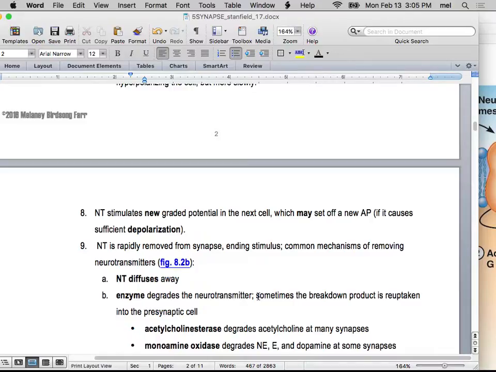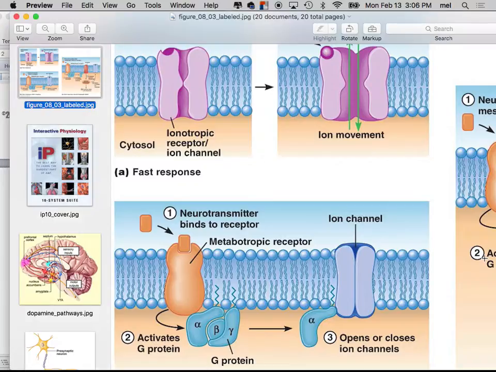Yes. Okay, so let's go back to the ionotropic receptors and just assume that that's what we're talking about. So now the neurotransmitter stimulates a new graded potential in the next cell. Let's assume it's a depolarizing graded potential, yes? And it can set off an action potential if it depolarizes the axon hillock to threshold. Yeah? Okay, so, but we have other concerns.